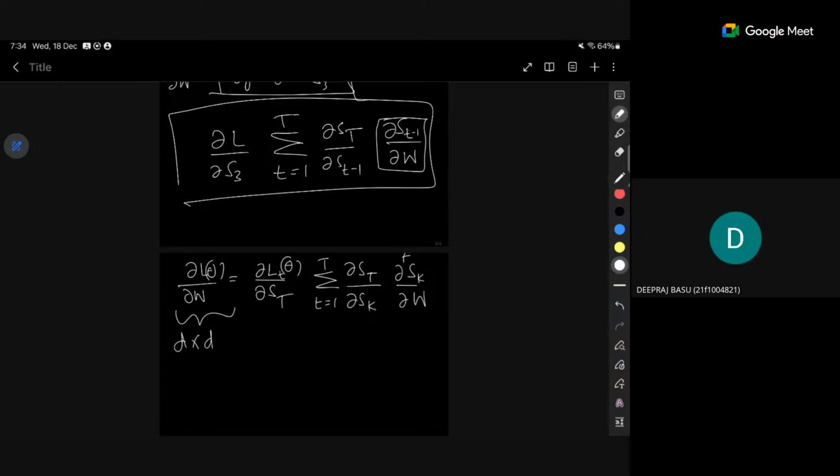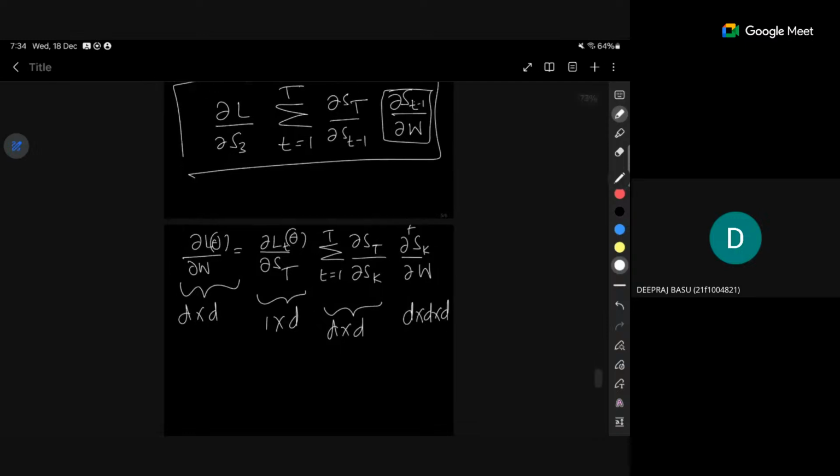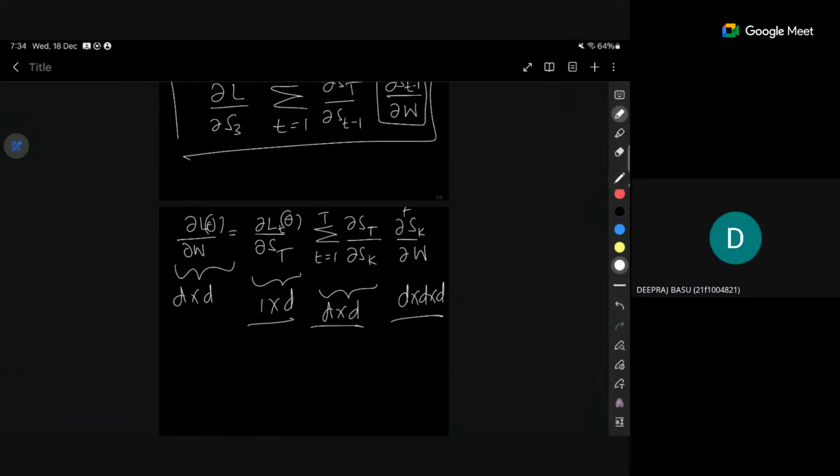So dimensionally, this should be d cross d, because if w is going to be d cross d, then the derivative of that should also be d cross d. Otherwise, what will you subtract out of it later on, when you do the subtraction of the gradient, some learning rate and all? So how will you get that? First, you'll do let's say 1 cross d, and this is going to be d cross d, and this is going to be d cross d cross d. So ultimately, this is going to be a tensor, this is a matrix, and this is a vector. All of them will give you a matrix. So you'll get a matrix at the last. Okay. This is going to be a tensor.